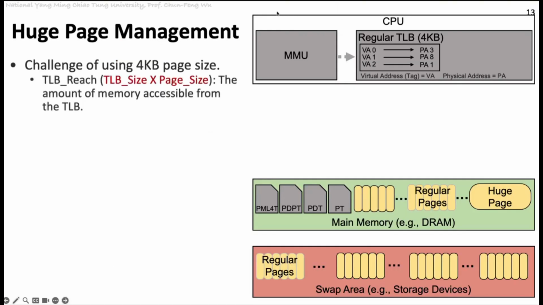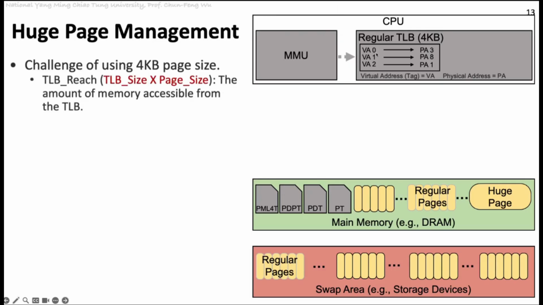Okay. And before talking about huge page management, there is one more thing: when you are using a huge page, it doesn't only benefit the page table translation, it can also increase the TLB reach. So here is the definition of TLB reach. TLB reach is the TLB size times the page size. So you can think of it as the amount of memory accessible from the TLB.